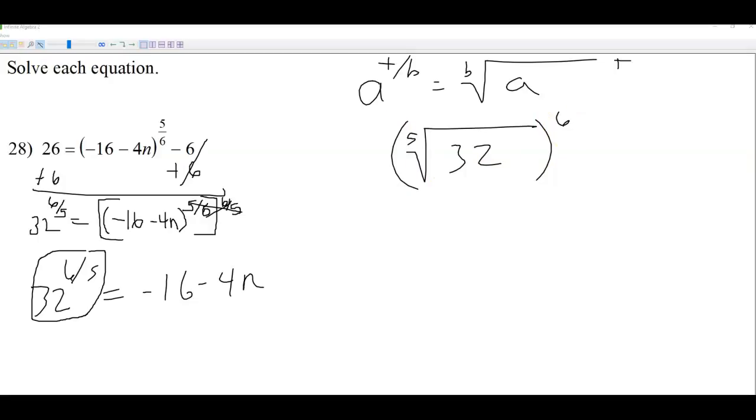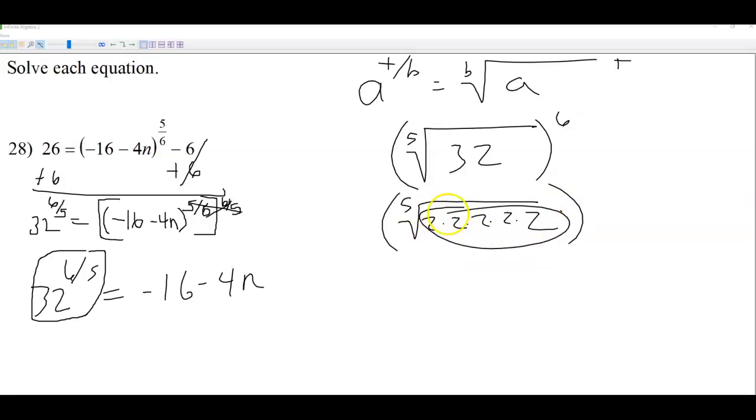If you were to break apart 32, you would end up with exactly 5 2's. So I can take a group of 5, cross off the group, and put the 2 on the outside. Since there's nothing else left in the radical, I can just put 2 now, but we don't want to forget that 6th power that's on the outside. And now I just do 2 to the 6th power, which is 64. 2 times 2 times 2 times 2 times 2 times 2. Now I've got 64 here instead.